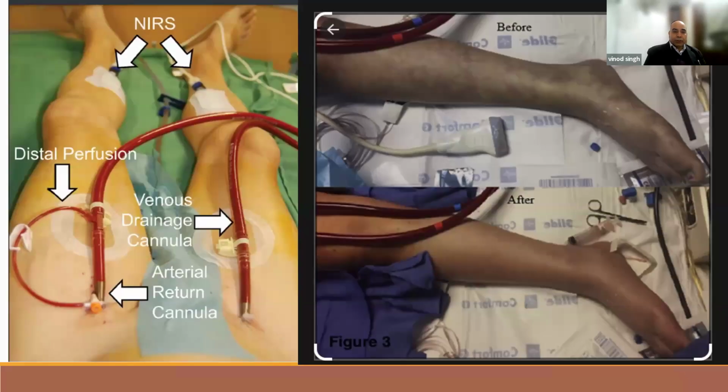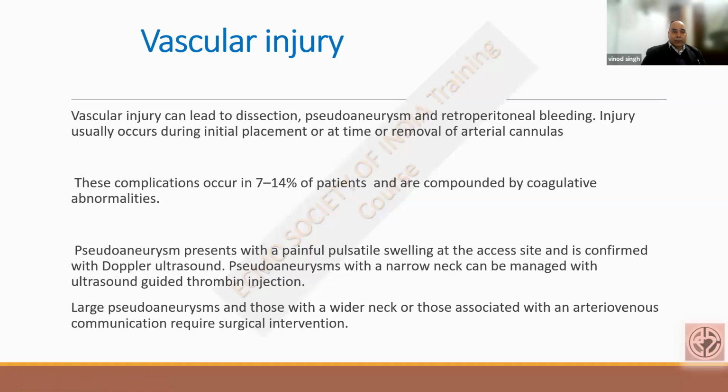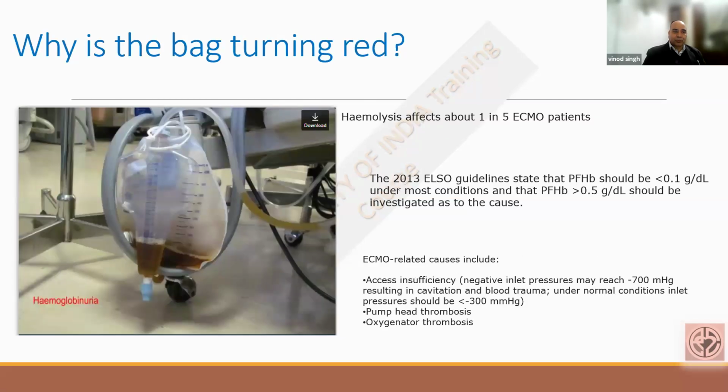Now look at this picture. On the left side, the distal perfusion cannula has been placed and the NIRS monitor has been placed, and the limb is getting good perfusion. Here the limb has bad perfusion and limb ischemia is there. Now vascular injury is related to the cannulation, not to the patient, but to the person who is doing the ECMO and sometimes moving the cannula, and this can occur in 17 to 40% of patients.